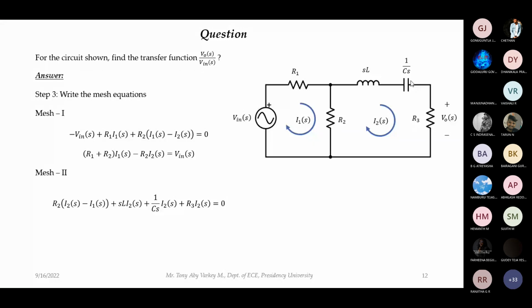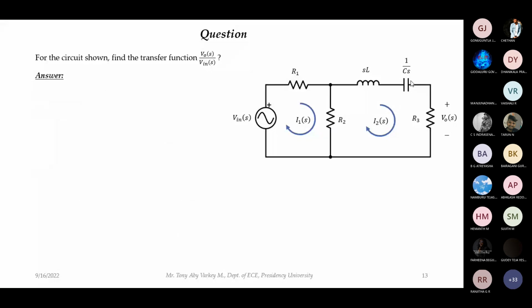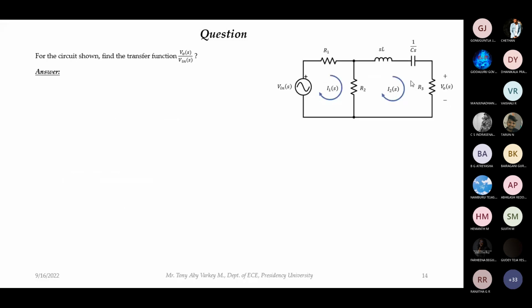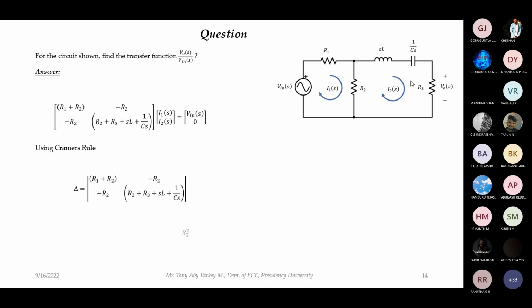Yes, sir. Now I am combining the coefficients of I1 and I2. So it will become minus R2 into I1 plus R2 plus R3 plus SL plus 1 by CS into I2 equal to 0. It is the same as what we got using the earlier method, correct? Now again I will form the matrix, find the determinant, and apply Cramer's rule. It is a repetition after that, that's why I'm going like this. You understood the idea?